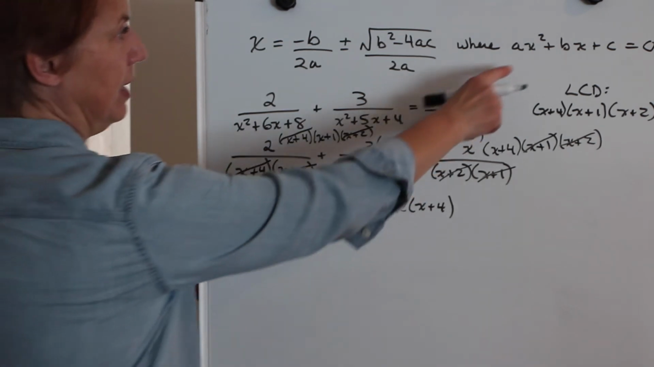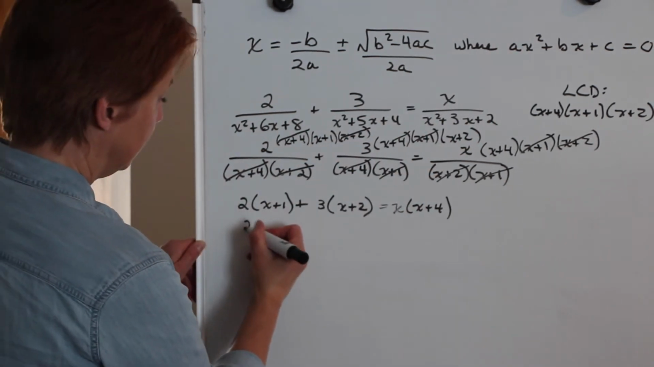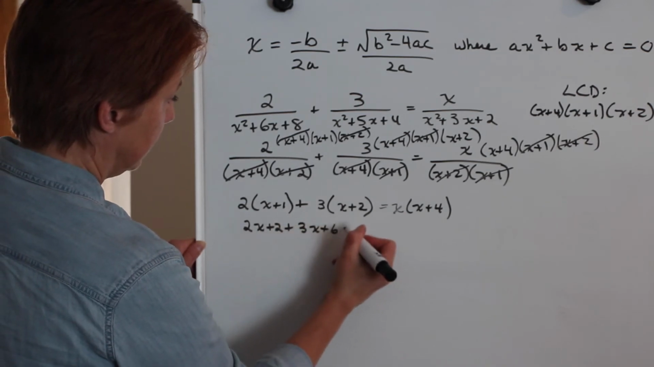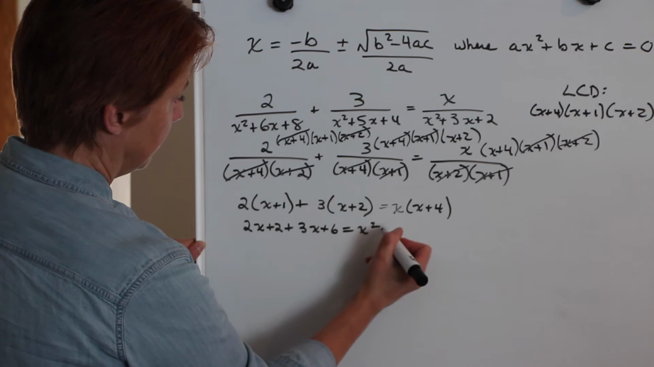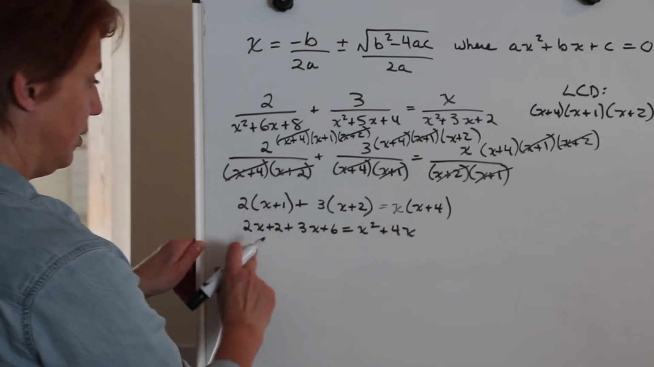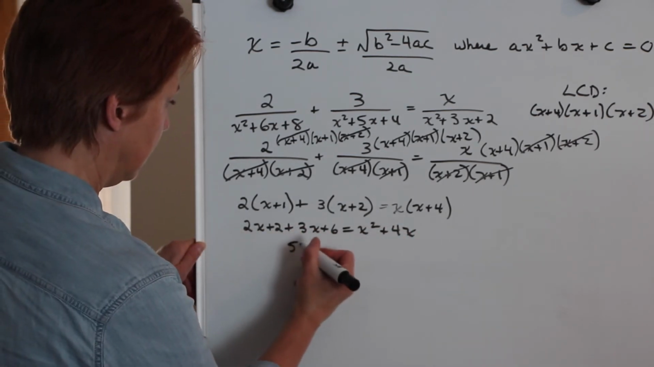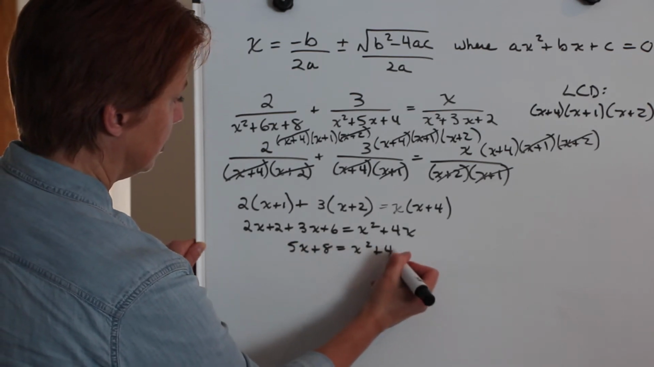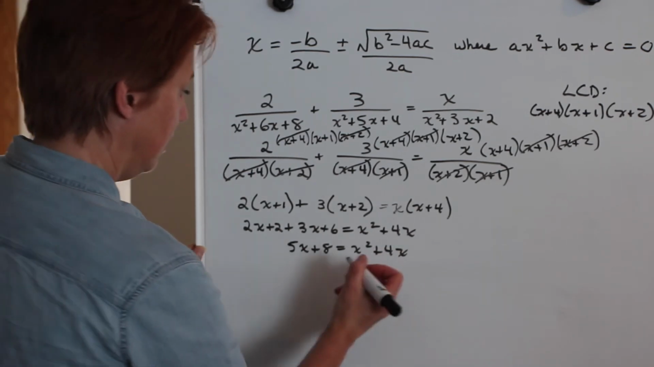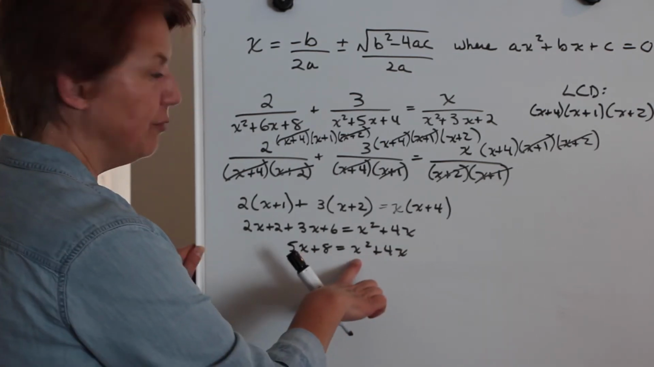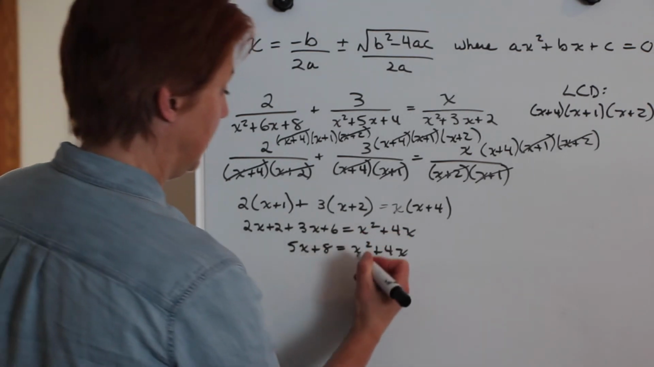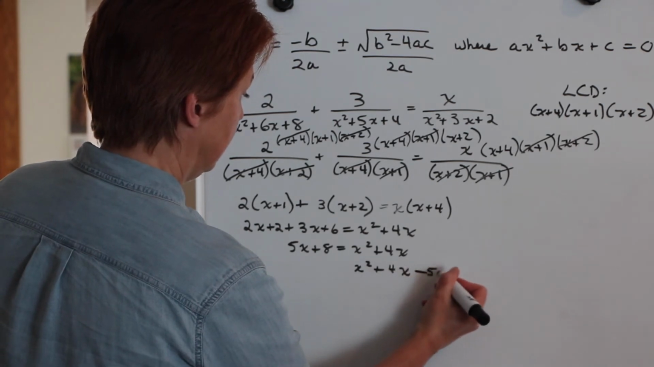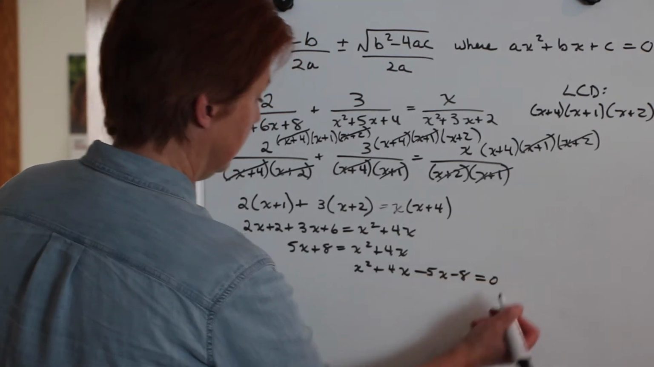See where this is going? We're going to end up with this in a minute. So now we have to simplify this. So we have 2x plus 2 plus 3x plus 6 equals x squared plus 4x. We're going to do the math that we can on this side. That gives us 5x plus 8. And on this side, nothing we can do, so we'll just rewrite it. And then we're going to move these two terms over here. That'll leave my leading term positive, because I always want that to be positive. So we have x squared plus 4x minus 5x minus 8 equals 0.